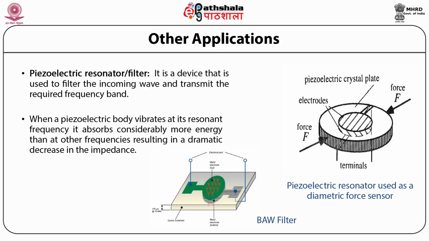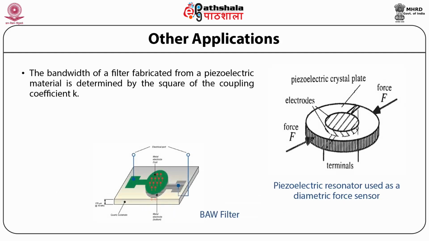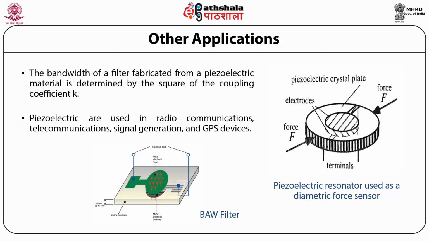at its resonant frequency, it absorbs considerably more energy than at other frequencies, resulting in a dramatic decrease in the impedance. This phenomenon enables the piezoelectric materials to be used as a wave filter. The bandwidth of a filter fabricated from a piezoelectric material is determined by the square of the coupling coefficient K. The piezoelectric materials can be found today in radio communications, telecommunications, signal generation, and GPS devices.